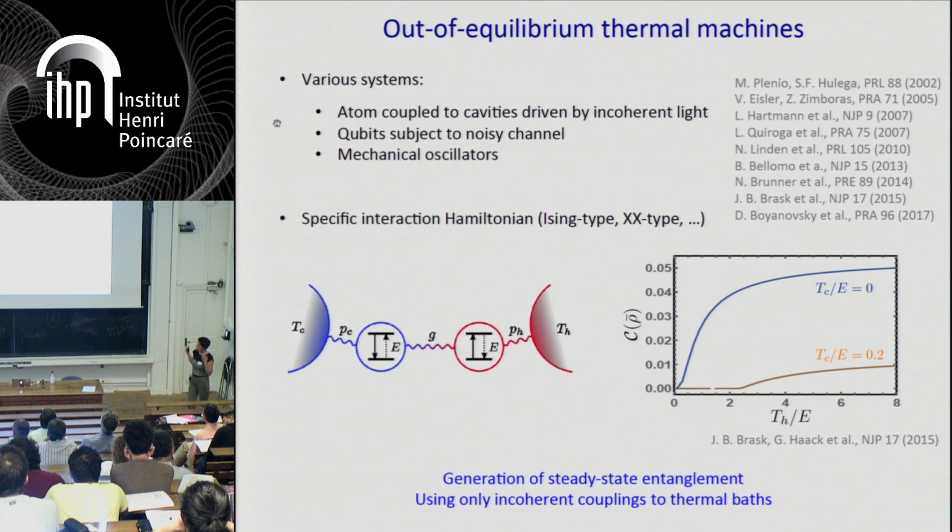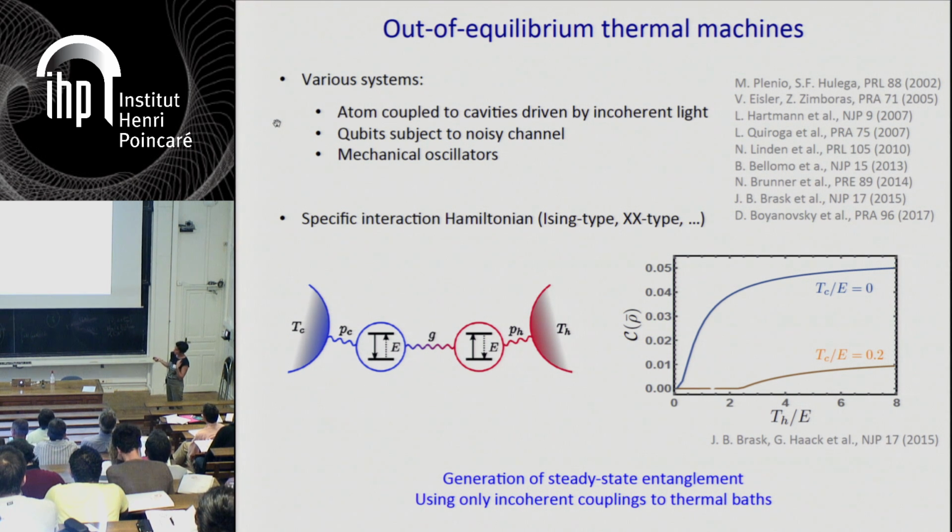So here, the principle behind those protocols is the following: you have some external environments that you do not control. There are some incoherent couplings to the quantum system, but between the quantum systems, you engineer a specific Hamiltonian. For instance, a Hamiltonian of the Ising type or of the XX type, or a flip-flop Hamiltonian. But of course, you have to have some specific interaction between your quantum systems to reach the entangled state that you want. So let me give you a very simple example.